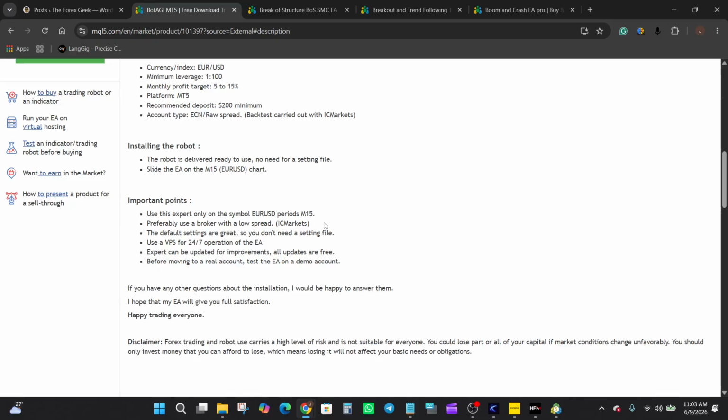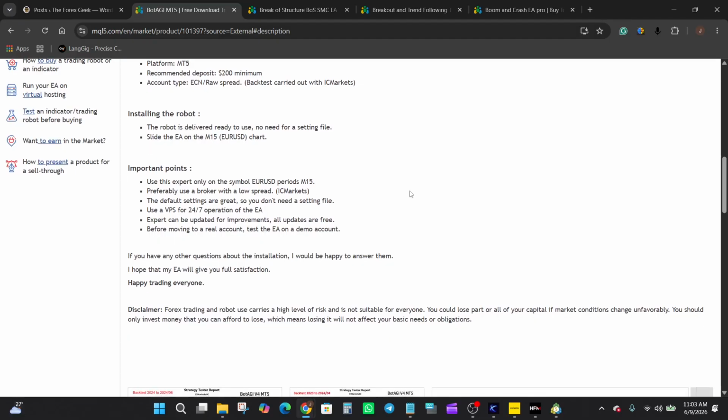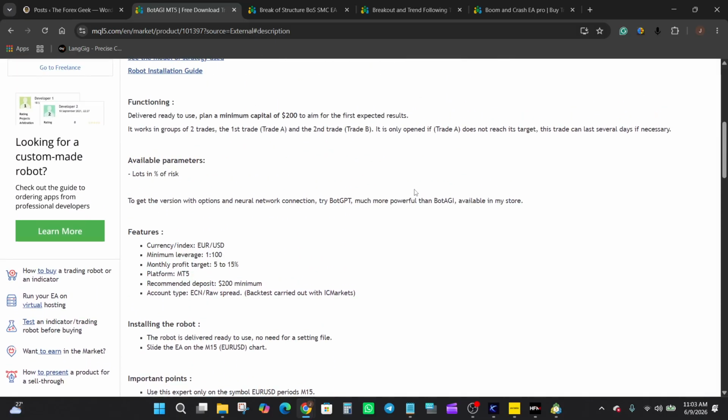Another interesting detail provided is that the system operates using what the developer describes as groups of 2 trades. The first position is referred to as trade A, while a second position, trade B, is only opened if the first trade does not reach its target. The developer also notes that these trades can remain open for multiple days if necessary. From a usability standpoint, the setup process appears straightforward. The marketplace instructions indicate that no additional set files are required, and users simply attach the EA to a EURUSD M15 chart using the default settings.